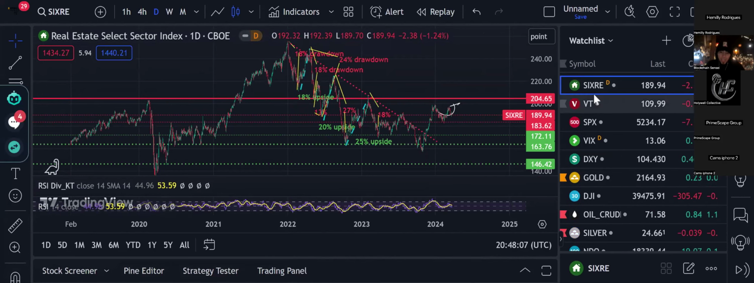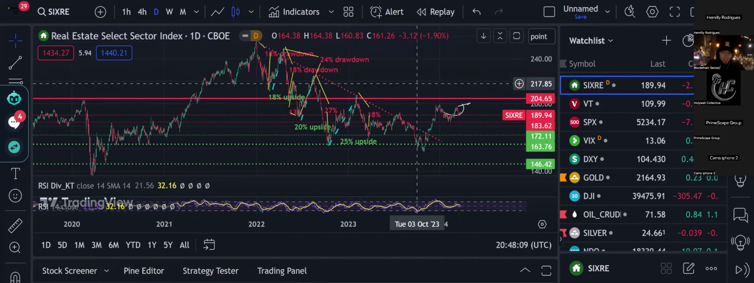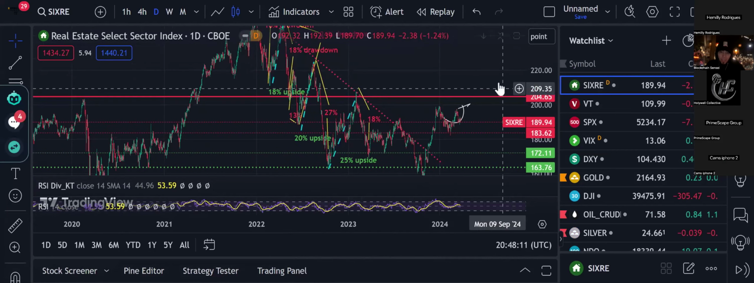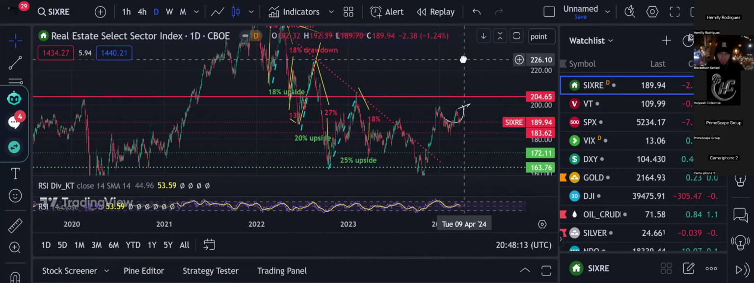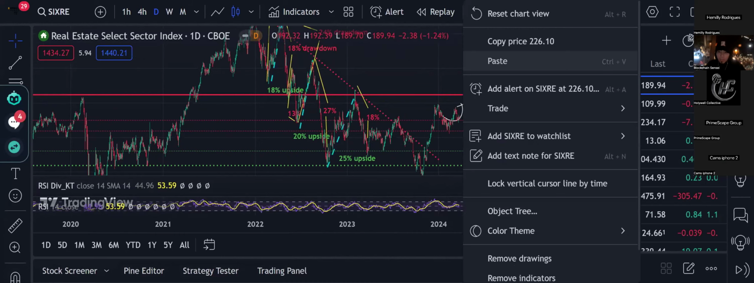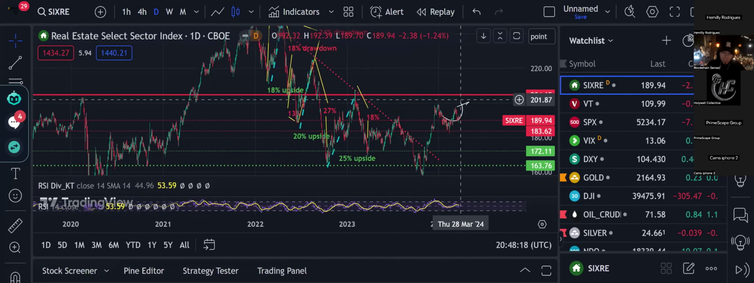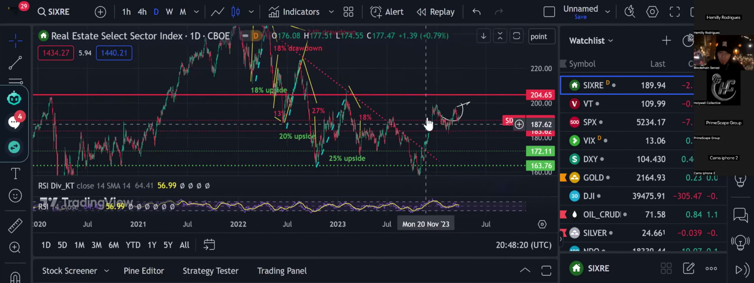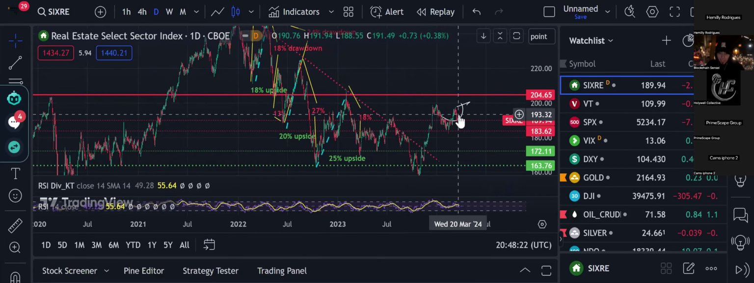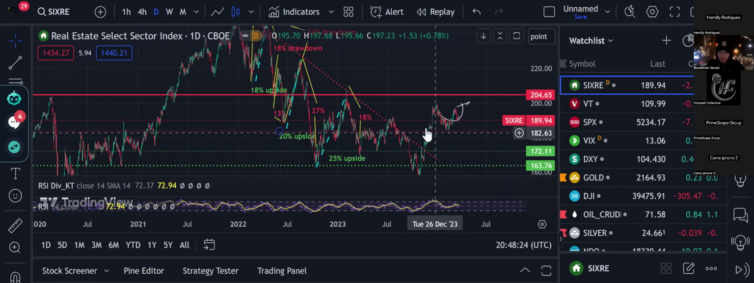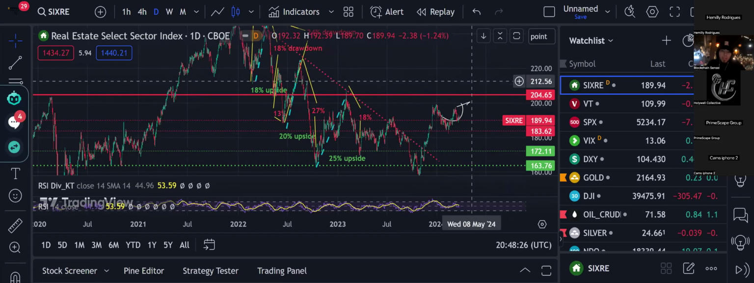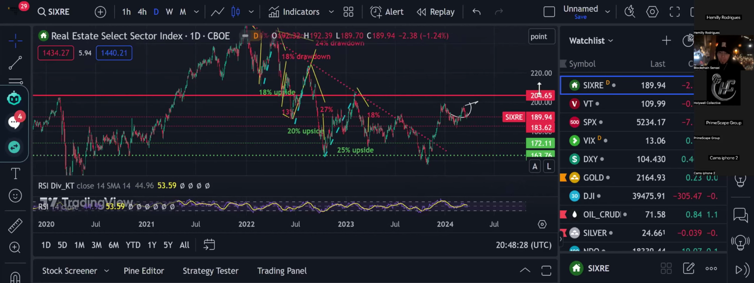So first thing I look at is SIXRE. This is basically the best indicator for global real estate holdings. When the SIXRE pumps, the world pumps. When real estate pumps, the world pumps. As we can see, we've got a cup and handle right now on the SIXRE, so I expect a continued bullish momentum in global macro markets.